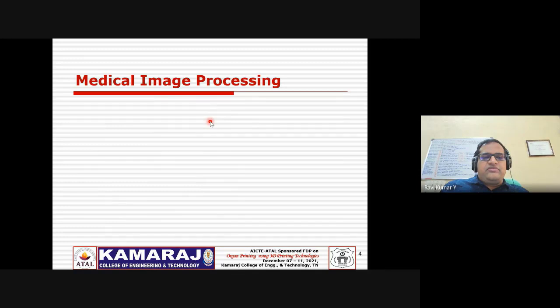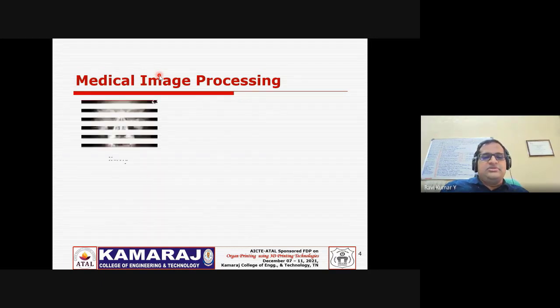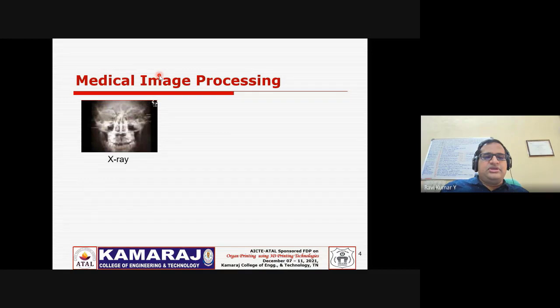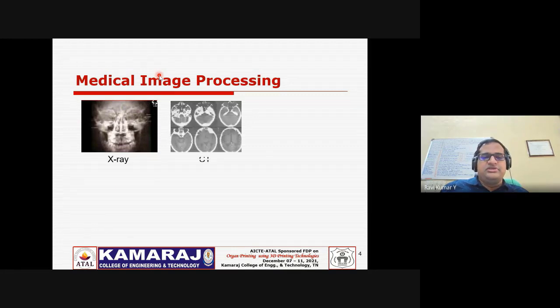When you come to application of 3D printing in medicine, it should come from the digital data. So we need to start with medical image processing. So then you either take an X-ray. The X-ray scenario has now become digital, and further you have computed tomography or CT for diagnosing the bony kinds of tissues.